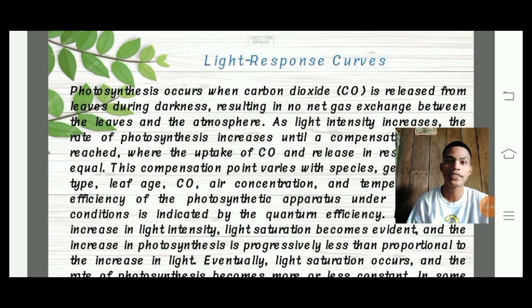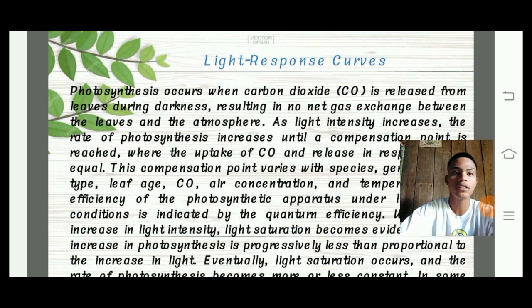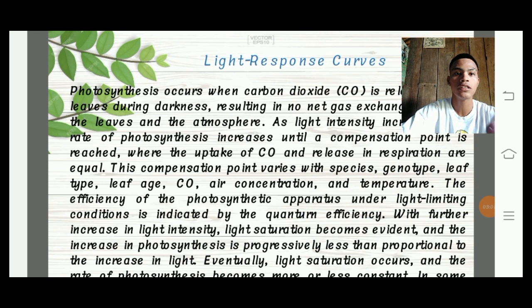And the next is light response curves. Respiration occurs when carbon dioxide, CO2, is released from leaves during darkness, resulting in gas exchange between the leaf and the atmosphere. As light intensity increases, the rate of photosynthesis increases until the compensation point is reached, where the uptake of CO2 and release in respiration are equal. This compensation point varies with the species, genotype, leaf type, leaf age, CO2 air concentration, and temperature.